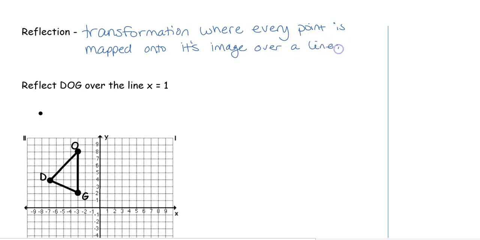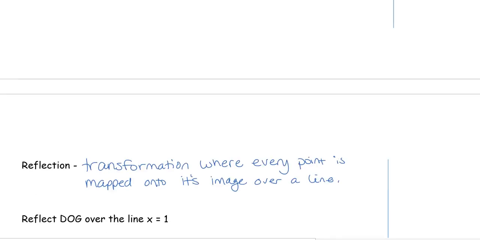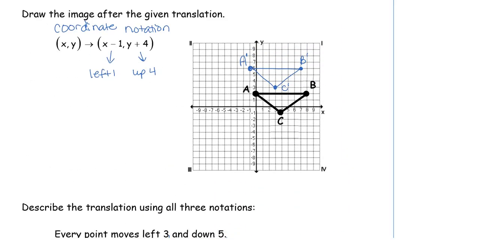And we just referenced this idea of an image in our translation. When I moved A, B, C, this was A prime, B prime, C prime, because those are the image. That's where I ended up after I did my transformation.